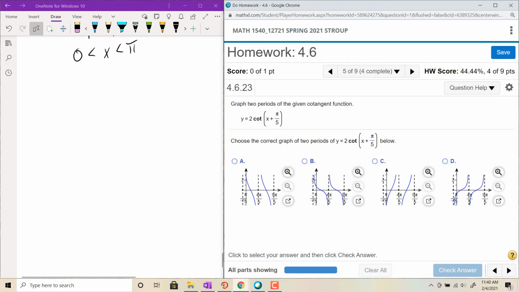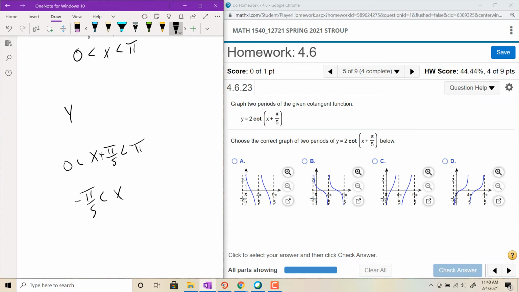2 cotan. Okay, so x plus pi over 5 in between 0 and pi. So we have x greater than, so it's going to go from negative pi over 5 to pi plus pi over 5. So it's starting at negative pi over 5. Okay, so let's see if we can kind of identify that.